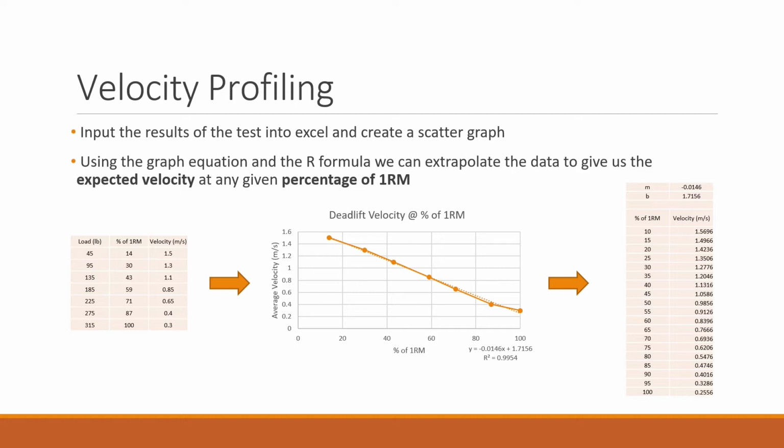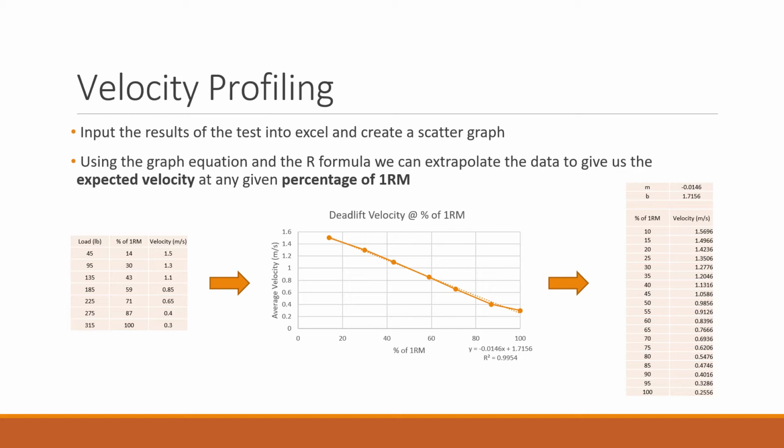Using the graph equation and the R squared formula, we can extrapolate the data to give us the expected velocity at any given percentage of 1RM. So in the table on the left, in the left column, we have the load of each lift. In the middle column, we have the percentage of 1RM. And in the right column, we have the velocity in meters per second.